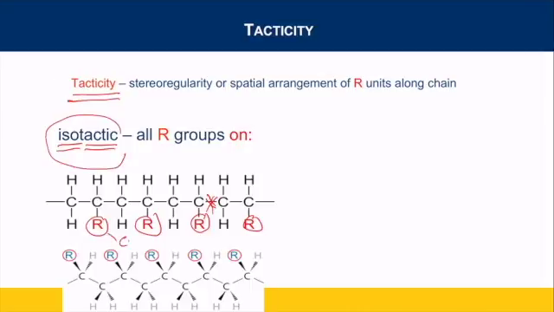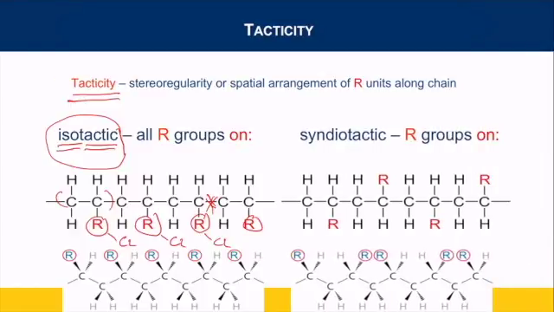So if R was chlorine, this would be polyvinyl chloride, and I can create a polyvinyl chloride where all the chlorines are on one side, and that would be an isotactic polyvinyl chloride, and it would have slightly different properties. What's another option? Well, if I chemically alternated the side groups so they alternate in a repeating pattern, one side to the other, again, these could be chlorines. This would also be polyvinyl chloride, but it would be a syndiotactic version. It would probably have different properties.